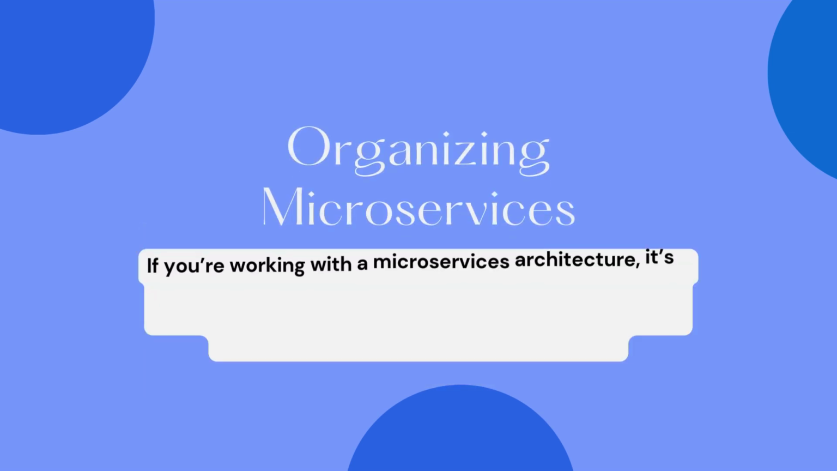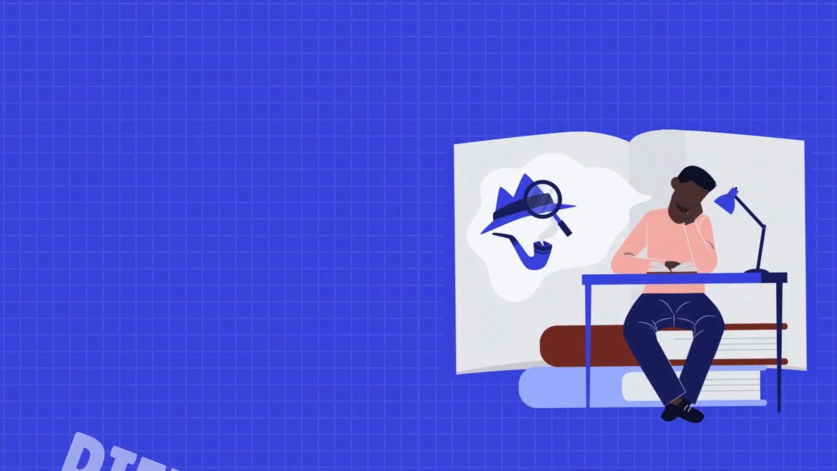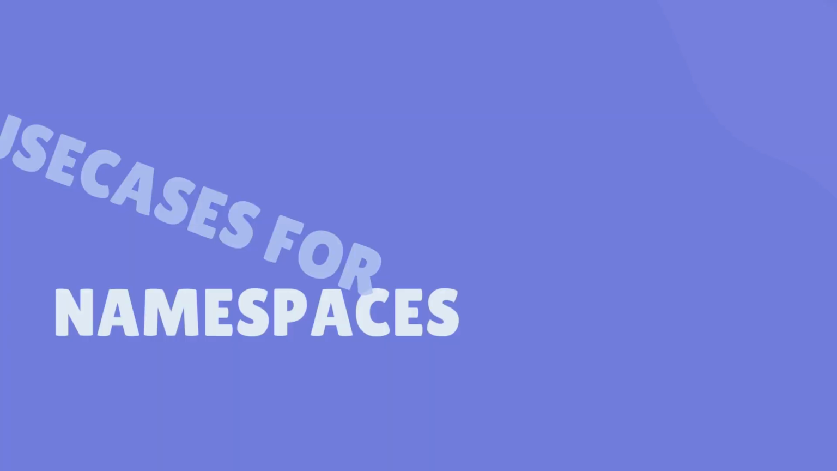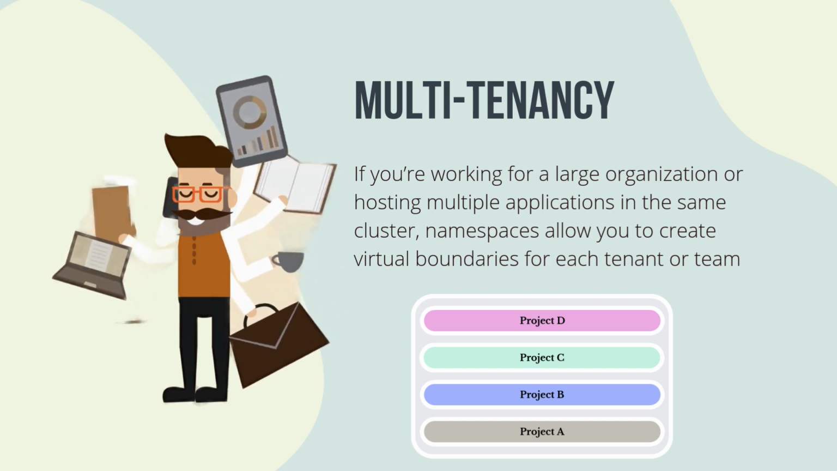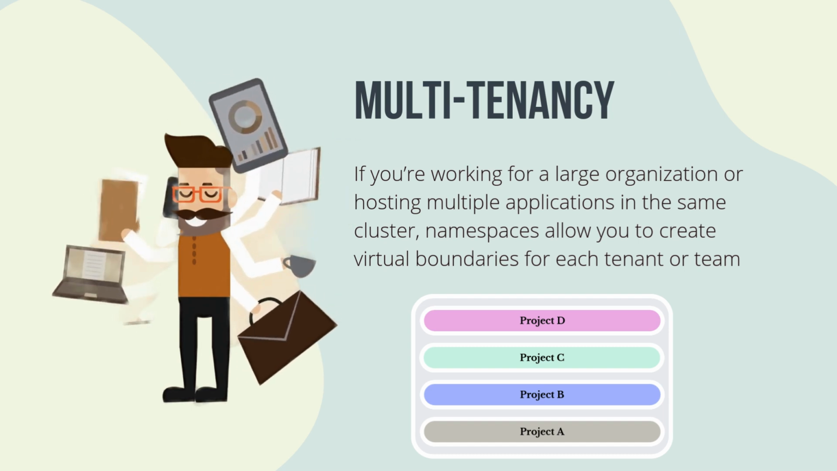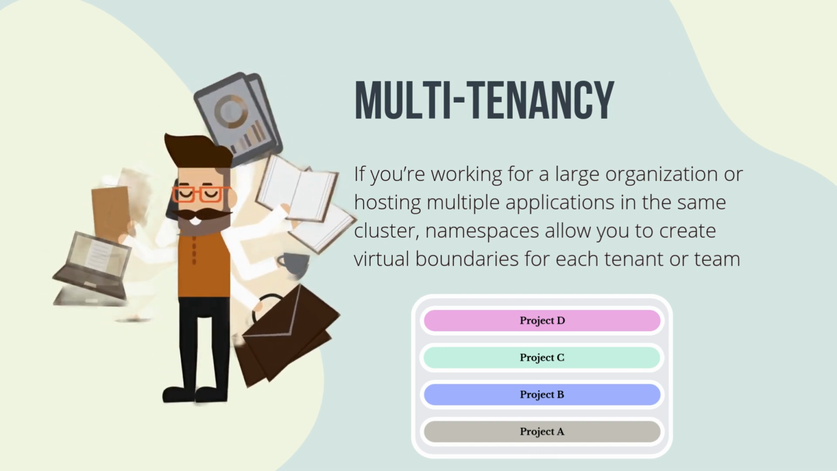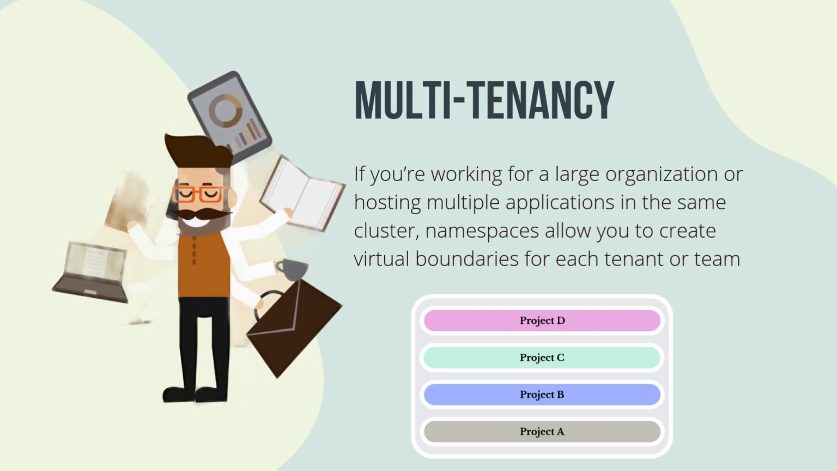Organizing microservices. If you're working with microservices architecture, it's a good idea to organize your services by namespace. For example, you might have a front-end namespace and a back-end namespace to keep things tidy. What are the different use cases for namespaces? First is multi-tenancy. If you are working for a large organization or hosting multiple applications in the same cluster, namespaces allow you to create virtual boundaries for each tenant or team. Each team can get its own namespace where their resources are isolated from others.